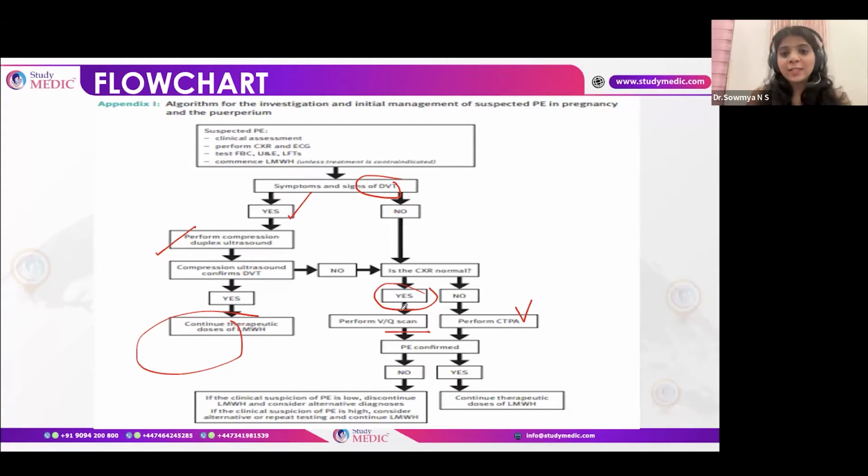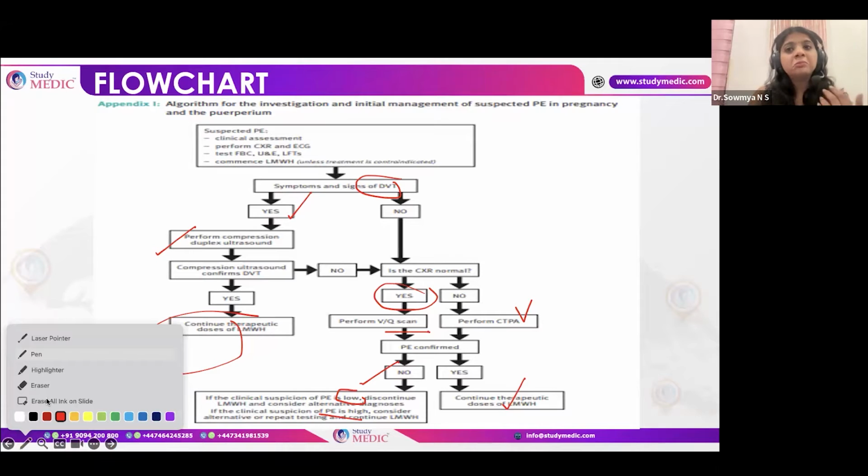Either way, if this is confirmed, you would continue the therapeutic doses. If it is not confirmed, then you look at your clinical suspicion. If it is low, you discontinue and repeat the tests or go for an alternative like MR angiography. If the suspicion is high, you won't stop the medication. You would continue the anticoagulation and think of an alternative, probably to repeat the test later on. Okay, this is important, guys. They would be asking you this.